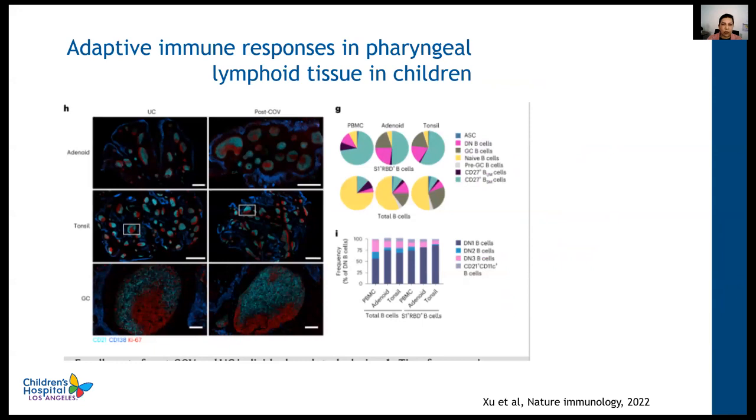This is a study, again, in children who underwent tonsillectomy and adenoidectomy during the SARS-CoV-2 pandemic. And it was really seen that even several months after COVID infection, the germinal centers persisted within these lymphoid tissues. And it was also seen that when they looked at S1-RBD specific B cells, the CD27 B cells formed a large number of the reactive cells. The idea was that these cells continue to have some stimulation to persist over this many months. And this could likely be due to viral persistence.